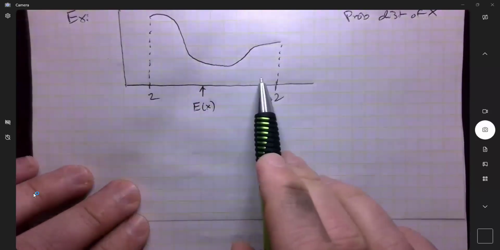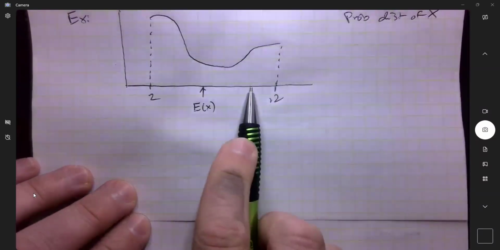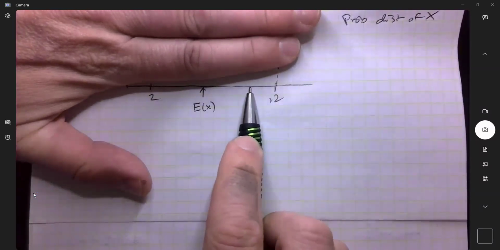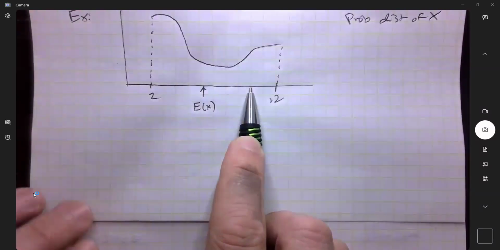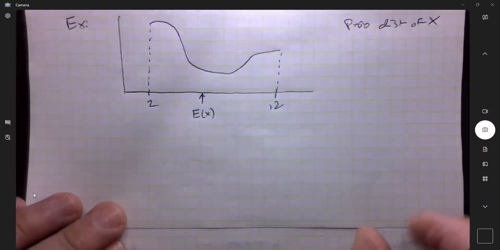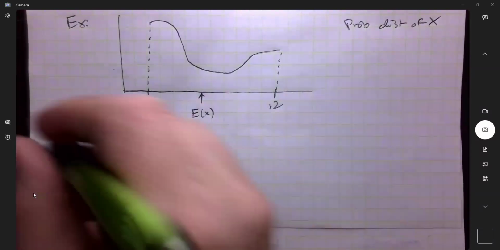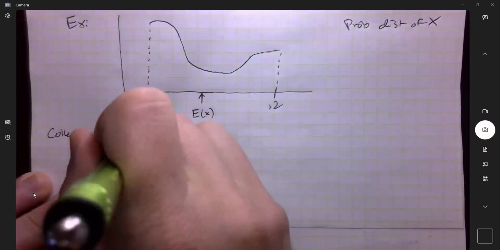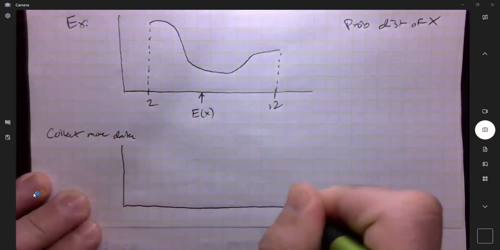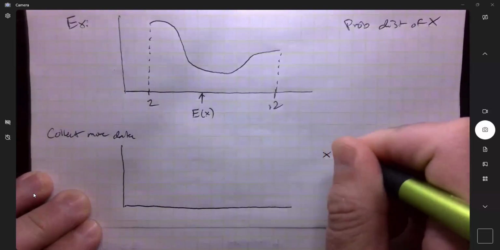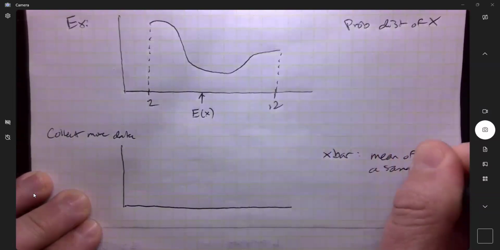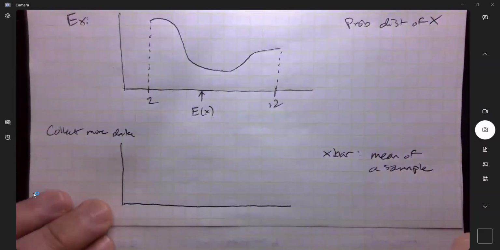Now, if we want to understand this distribution, we could look at just a single observation. But that doesn't tell us very much. If we don't know anything about the rest of it, a single observation doesn't tell us much about the distribution. So instead, let's use the old data trick of collecting more data, and let's look at the mean of a sample. So these are going to be X bar, the mean of a sample. If that sample is large enough, say 30, then it's going to be a reasonable way to understand this distribution.